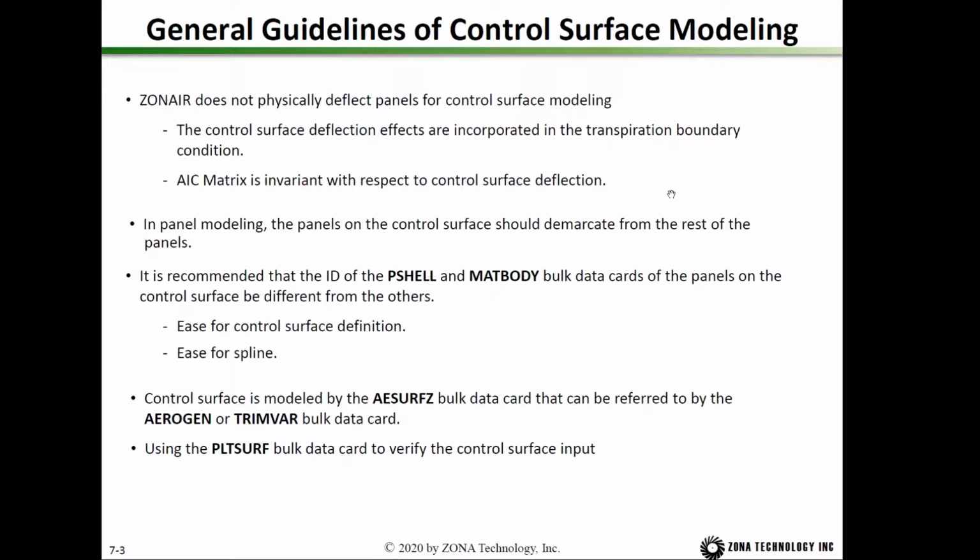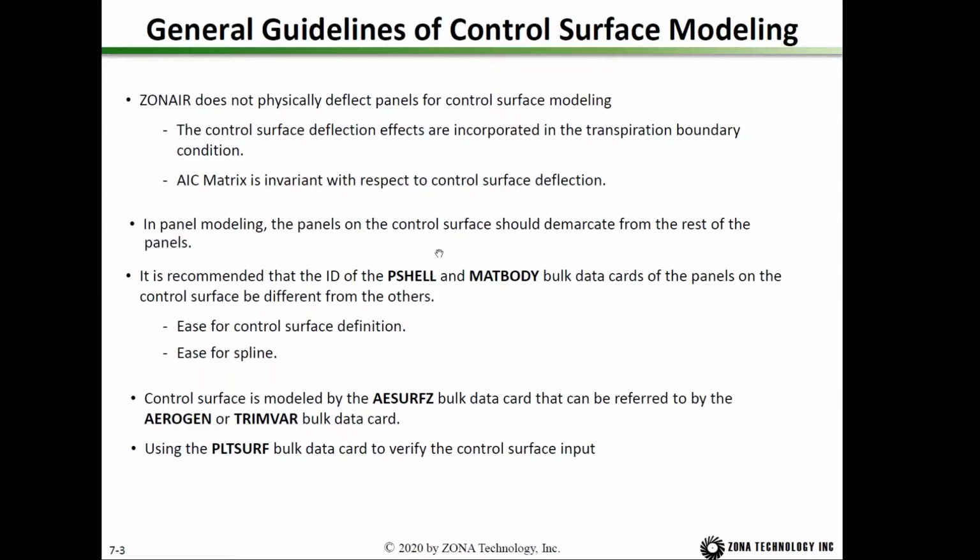The general guidelines of control surface modeling: ZONAIR does not physically deflect the panel for control surface modeling. The control surface deflection effects are incorporated in the transpiration boundary condition. The AIC matrix is invariant with respect to the control surface deflection. In panel modeling, the panels on the control surface should demarcate from the rest of the panels.